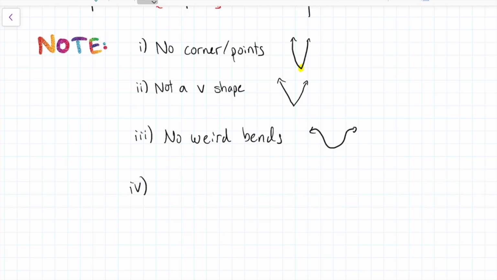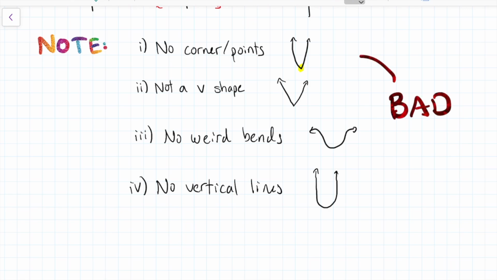And then we also don't want any vertical lines. So it's not really a U either. I'll see something like this fairly often where it just goes straight up or straight down. All of these things are no good. We do not want them. They are bad. Do not do. All right. None of these make proper parabolas.